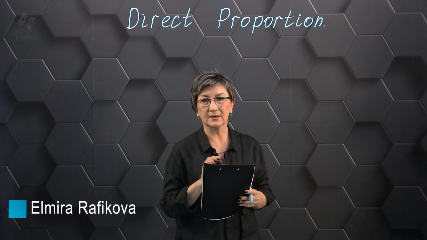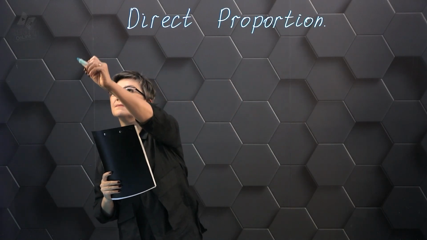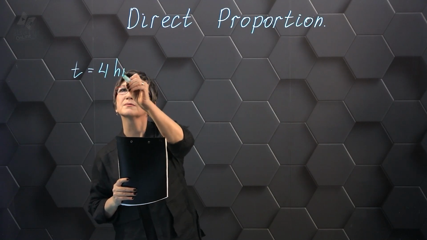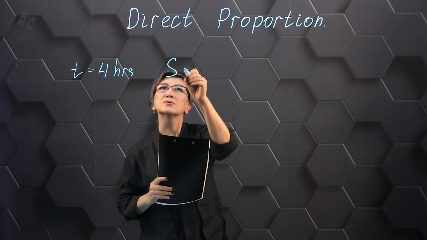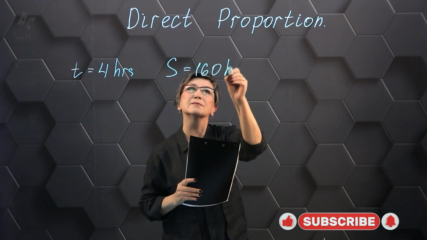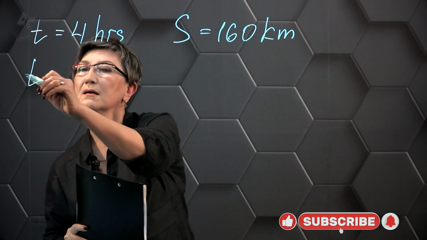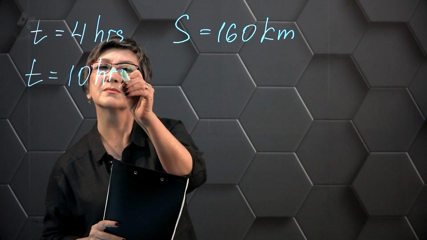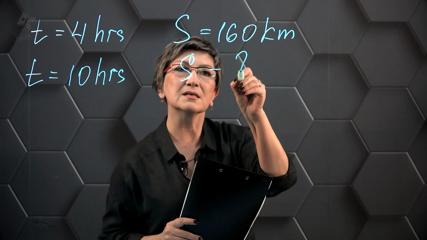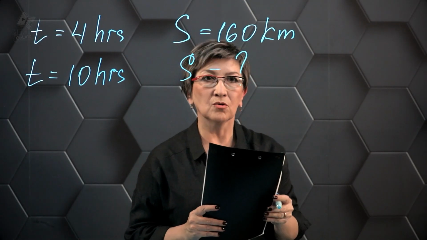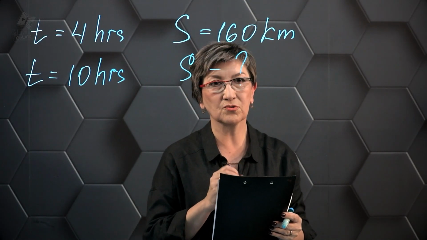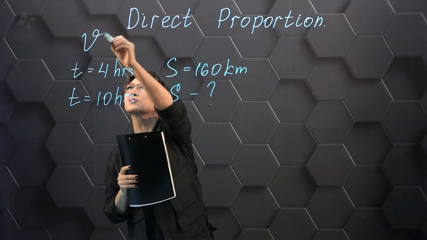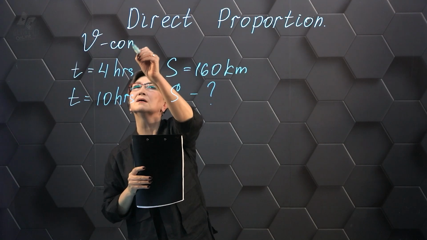And the problem sounds like this. In 4 hours, the car has traveled 160 kilometers. If it travels for 10 hours, how far will the car travel? But there's a special condition in this problem. The speed of travel is constant. So I'm going to write down that it's a constant.